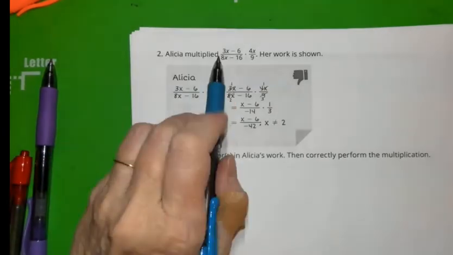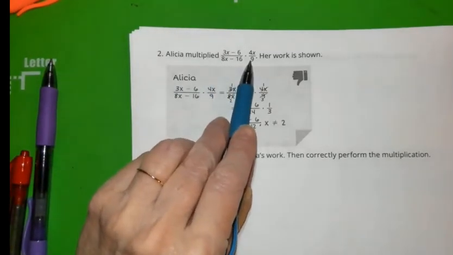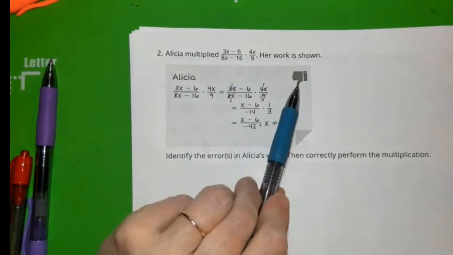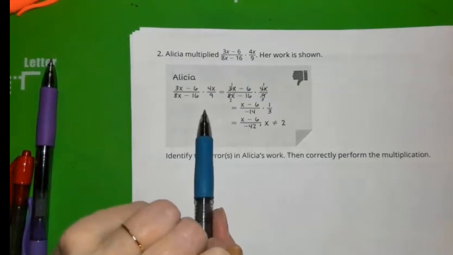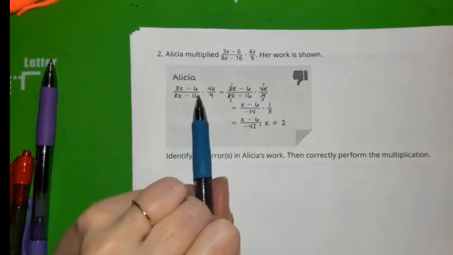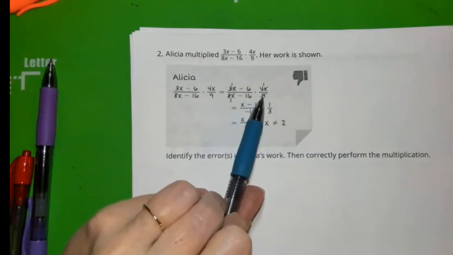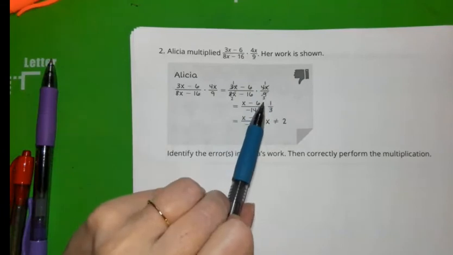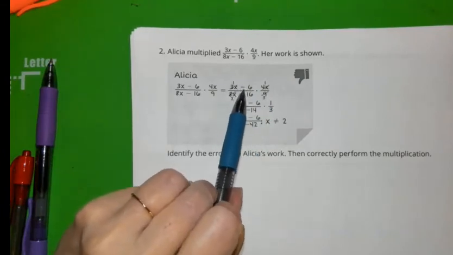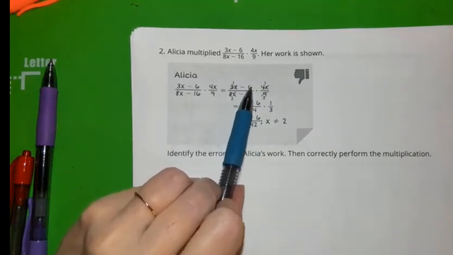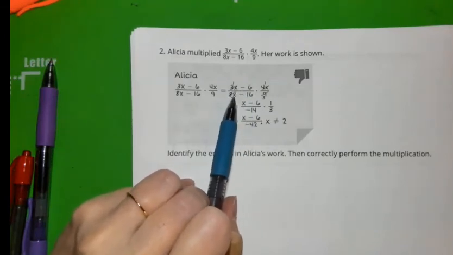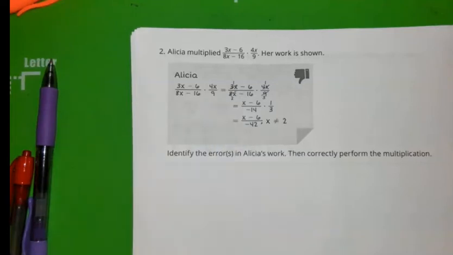So Alicia has multiplied these two rational expressions, and this is her work, and it has a thumbs down, meaning she made some mistakes. So let's see what she did. I could see her mistake right here. So you'll notice she started dividing things out here, and we've talked about this before. With this minus sign here, these are not products. These are not factors. You cannot divide out things that are added together. You can only divide out things that are multiplied, if they're products.